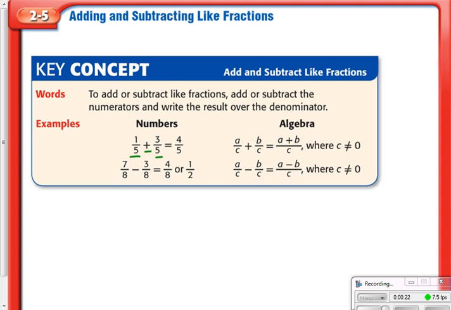We are adding, so we go ahead and we add the numerators to get 4, and our denominator stays the same. Again, like denominators, subtracting, go ahead and subtract your numerators. 7 take away 3, giving us 4. Denominator stays the same at 8. 4/8 reduced to 1/2.